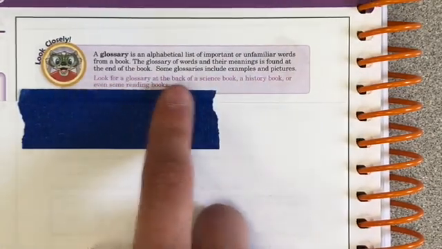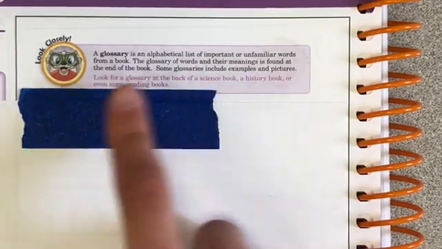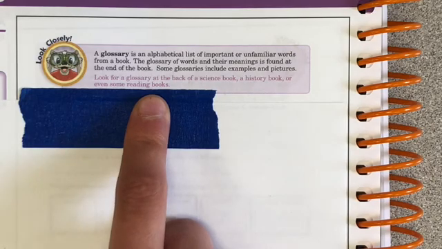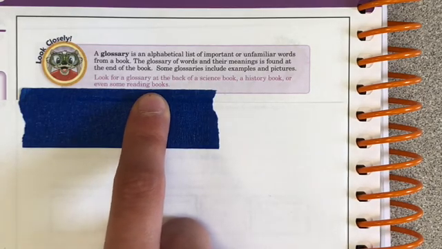So it says, look for a glossary at the back of a science book, history book, or even some reading books. And we could see them. You guys have your reading book. You can find the glossary at the back of that. You also have your science book with you, and you can look that one up.